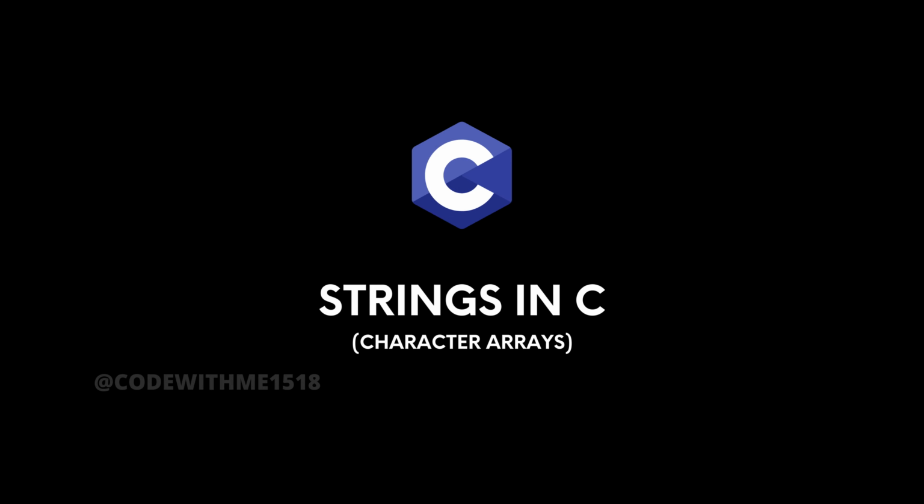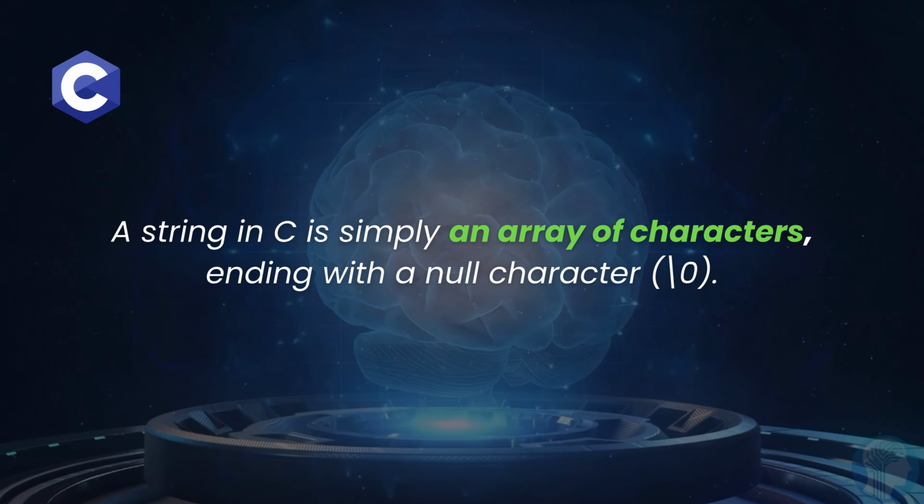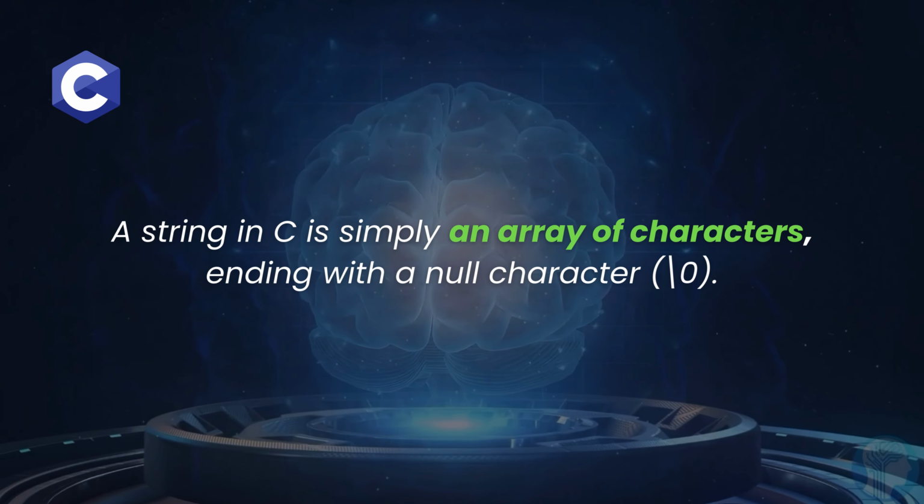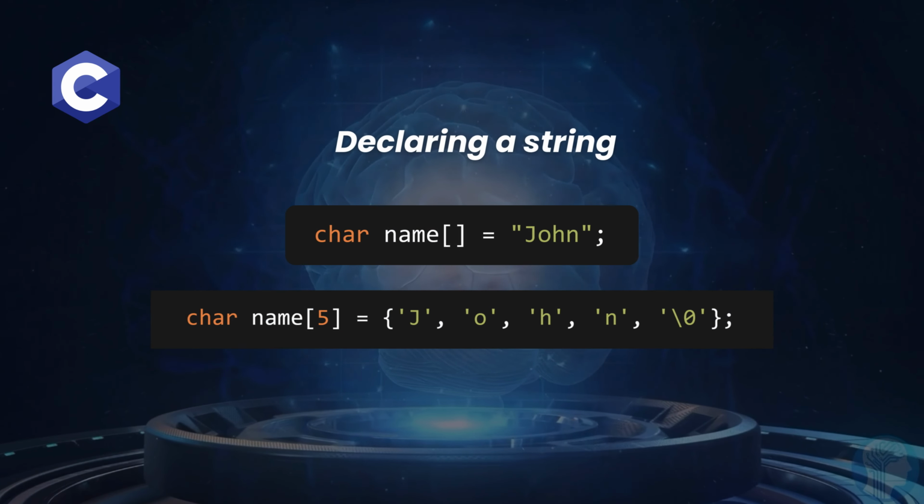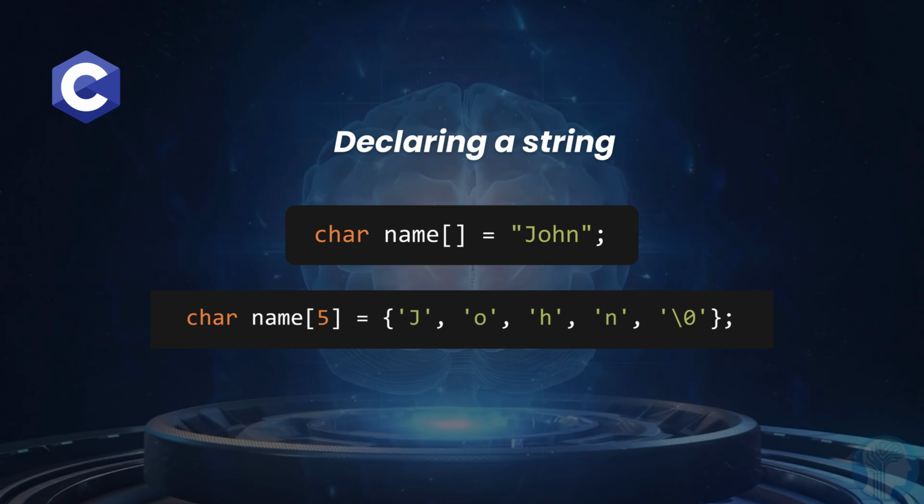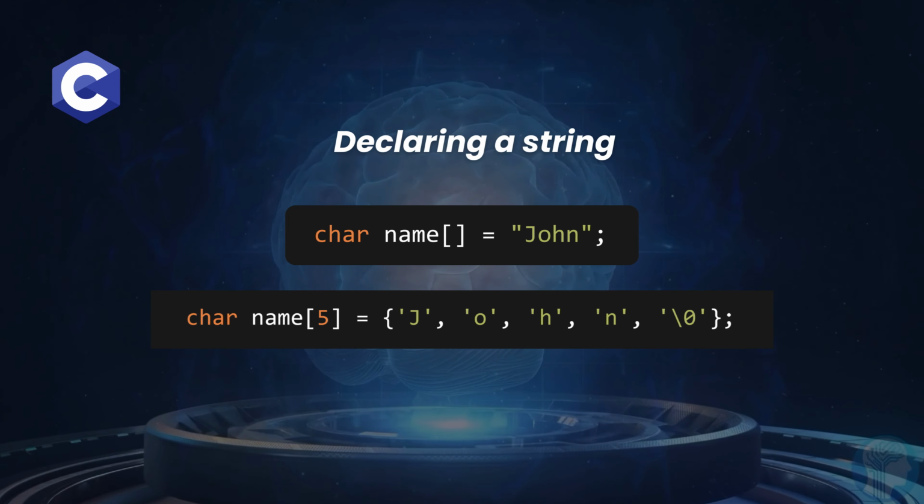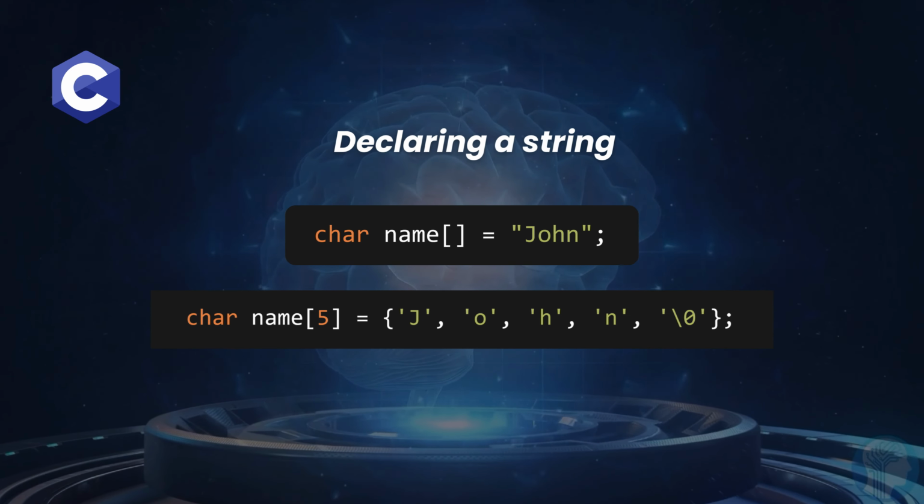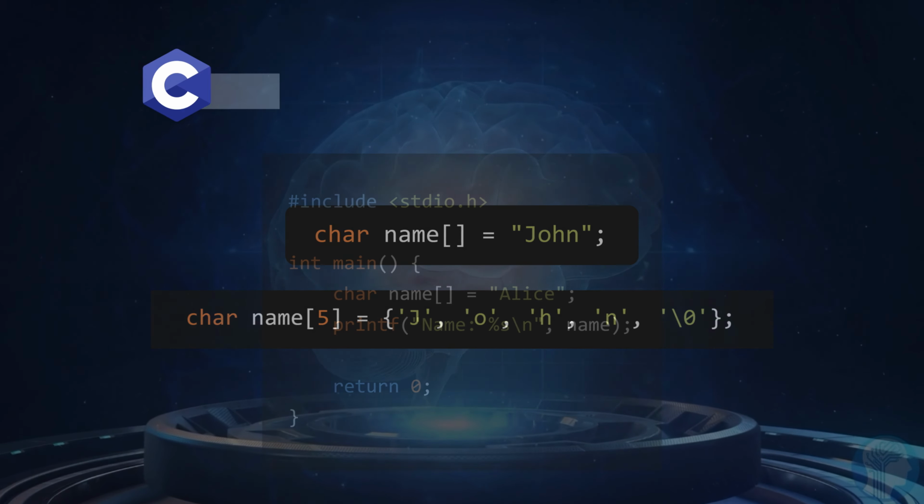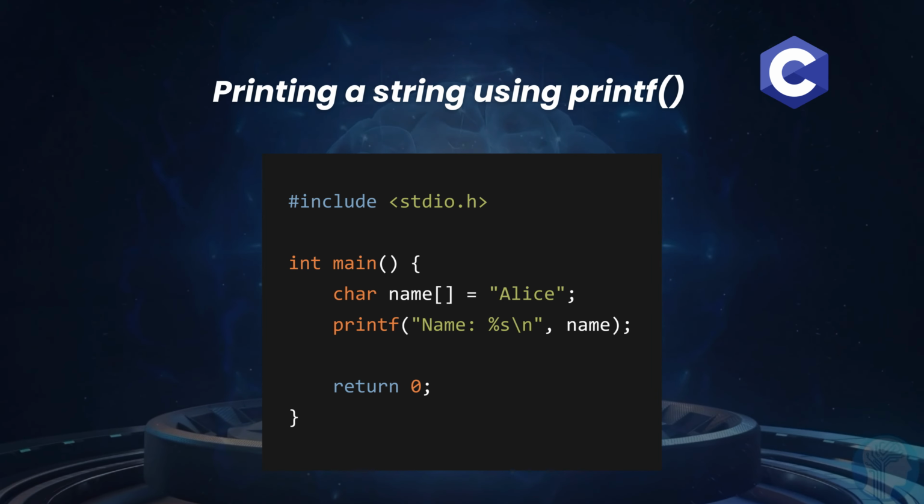Strings in C, character arrays. A string in C is simply an array of characters ending with a null character. Declaring a string: char name[] = "John"; or char name[5] = {'J','O','H','N','\0'}. Printing a string using printf: #include <stdio.h>, int main, char name[] = "Alice"; printf("Name: %s", name); return 0.